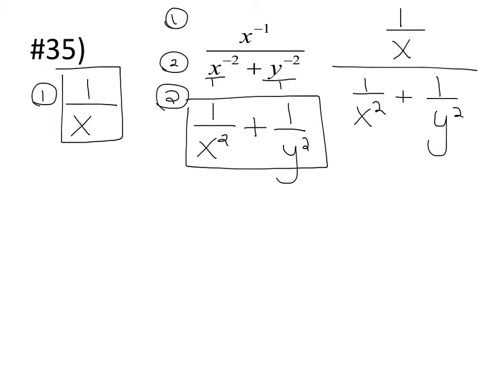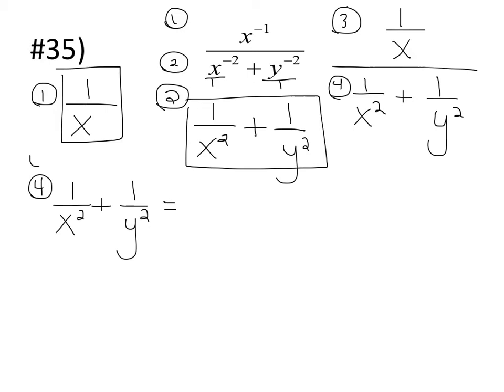So now we have a brand new problem that we need to start all over. This is now my numerator. Let's do this. This is now my numerator, and this is now my denominator. And I have to solve them like I did all the previous problems. So my numerator, 1 over x, is fine. But my denominator is 1 over x squared plus 1 over y squared.